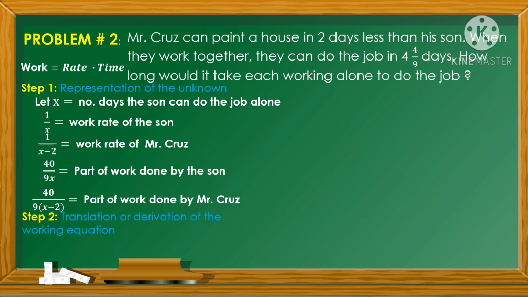So, anong equation natin? I-add natin yung 40 over 9x plus 40 over 9 times x minus 2, yung part na nagawa ni Mr. Cruz, equal sa 1. Kasi yung 1, it refers to the complete work. So, ito ngayon ay equation reducible to quadratic equation. So, solve for x. Okay?